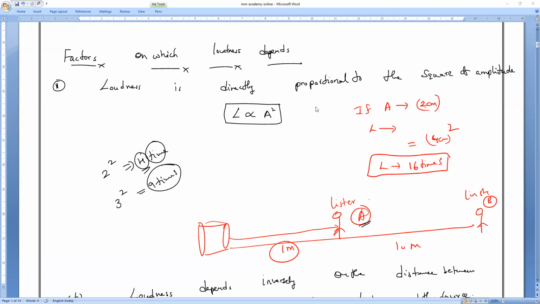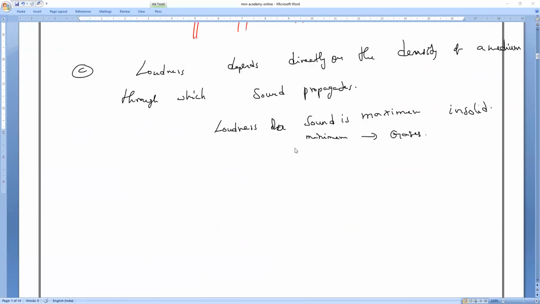Loudness of a sound is measured by. Anybody tell me the unit? How can we measure the loudness? Hertz. Decibels. Write it. Decibel.